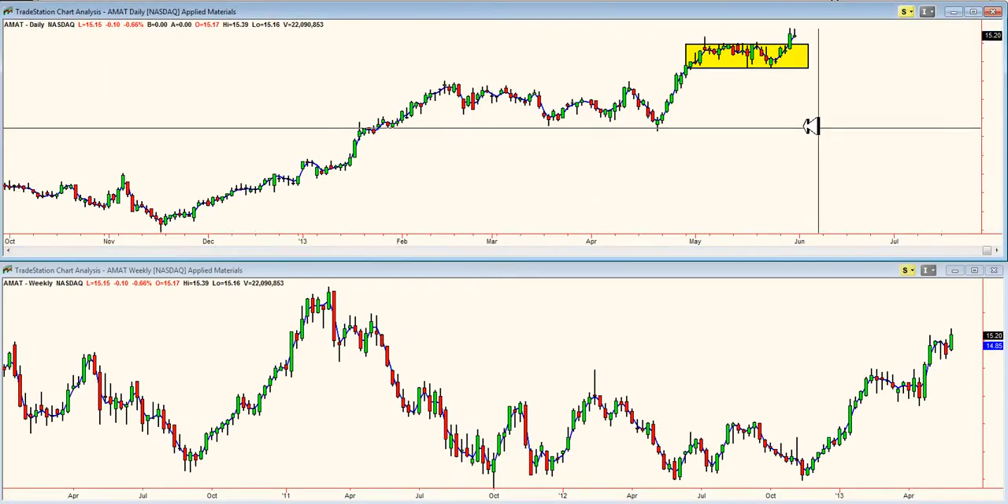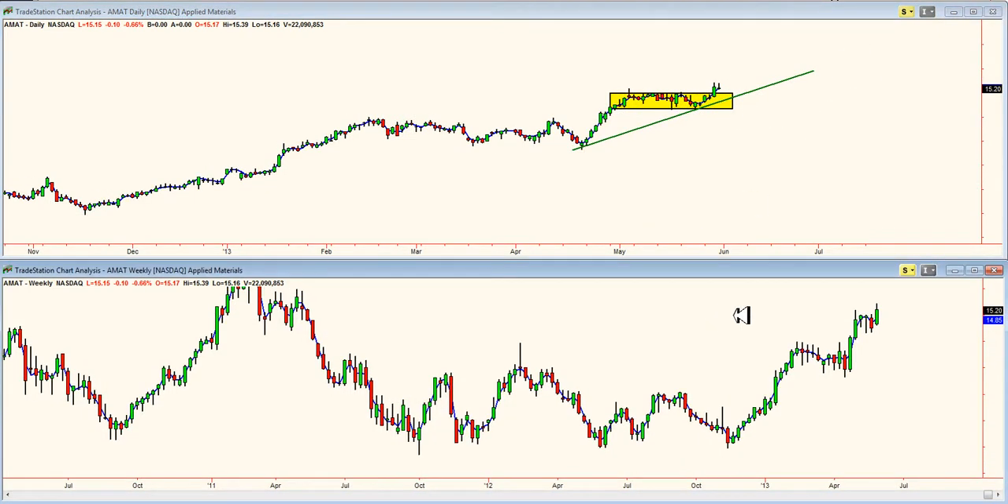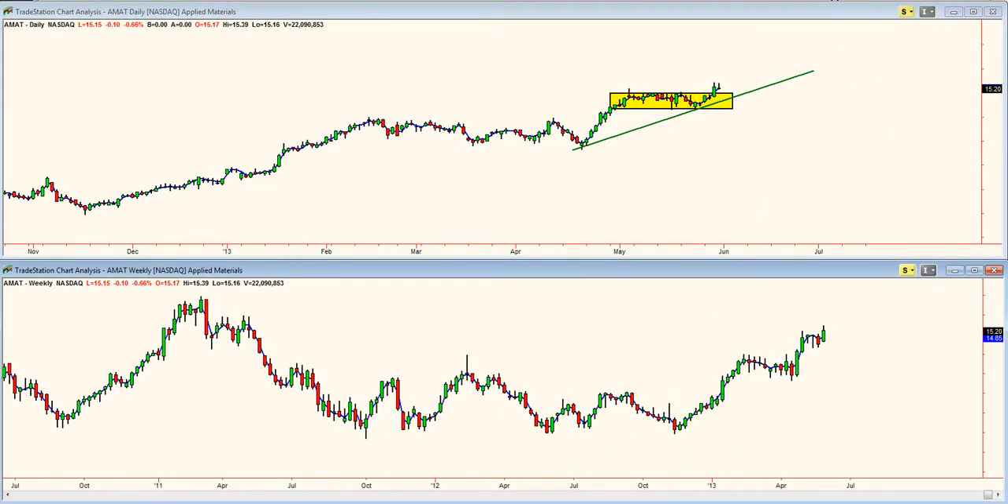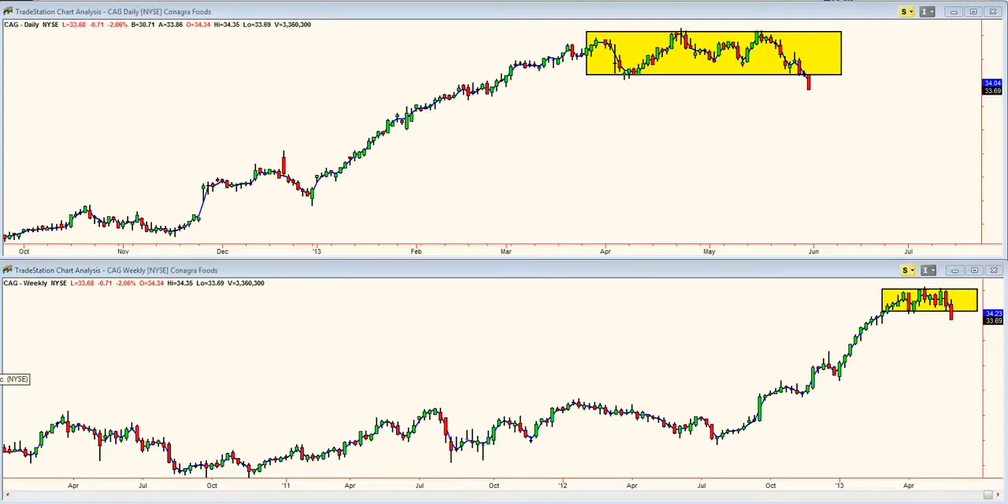AMAT, take a look. What's AMAT doing? Breaking out after a nice consolidation. Now, will it continue? We don't know. It's still on a trend on the weekly chart. Broke out and holding a recent breakout level.